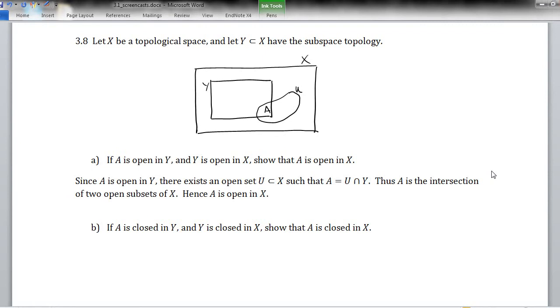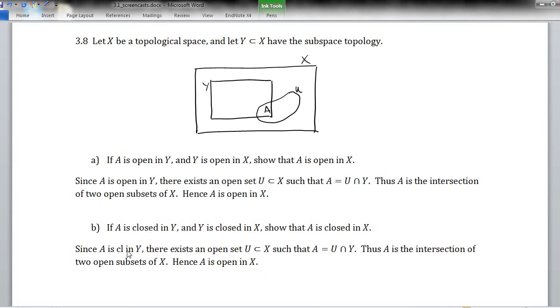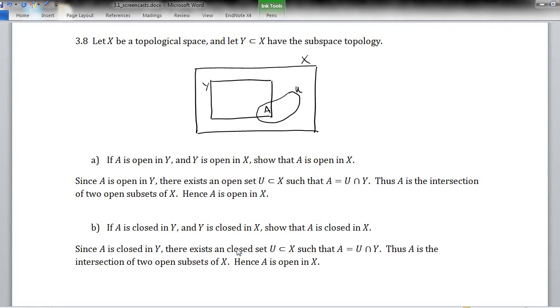And that does it. Now the good news is, part B here, we're supposed to prove the same thing for closed sets. And the proof is so similar, I'm just going to copy our answer to part A and make changes where necessary. Okay. So since A is closed in Y, there exists a closed set, and I used a bad letter for a closed set. How about D in X such that A equals D intersect Y? This is a theorem that we recently stated. I believe it was theorem 3.4.